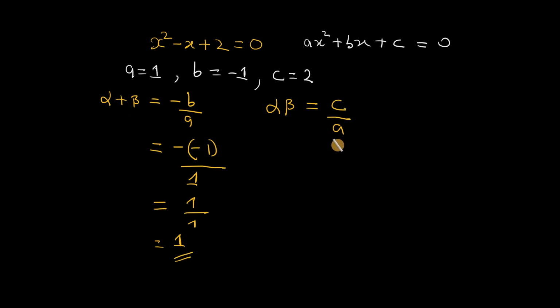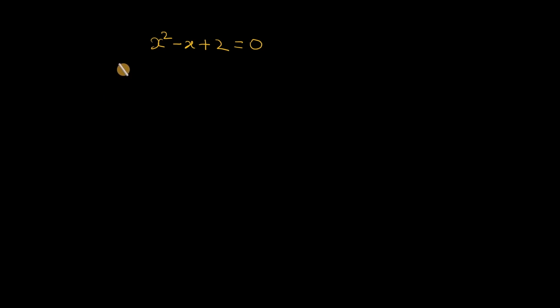c is 2, a is 1. I'll put 2 in the place of c and 1 in the place of a. That is 2 over 1. 2 divided by 1 is the same as 2. That means alpha times beta is equal to 2. Now we know that alpha plus beta is equal to 1 and alpha times beta is equal to 2.